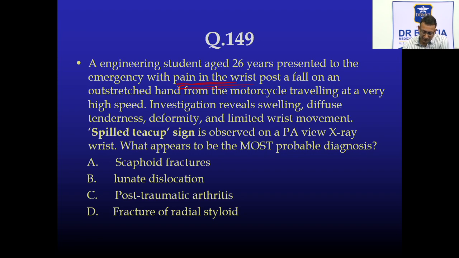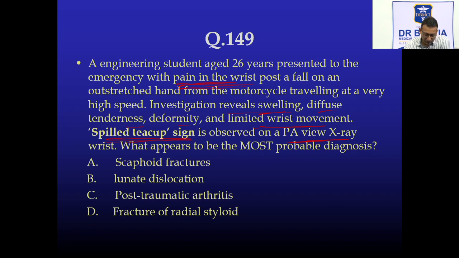So, they have done some investigation, which reveals swelling, diffuse tenderness and deformity. Limited wrist movements, they all are features of a fracture or dislocation. And we can see a spilled teacup sign on posterior anterior view of the X-rays of the wrist joint. What is the most probable diagnosis?